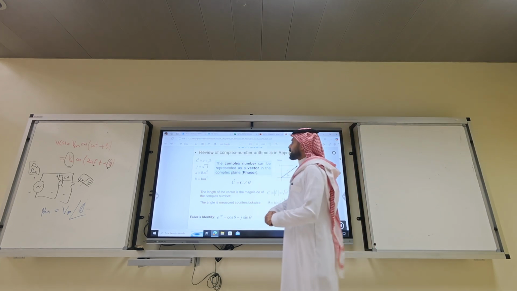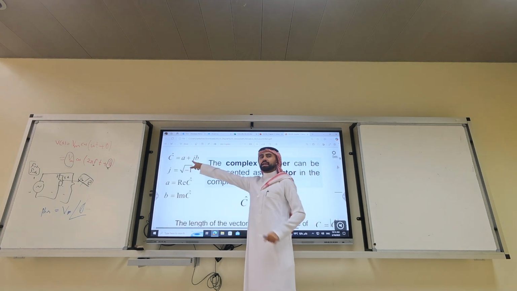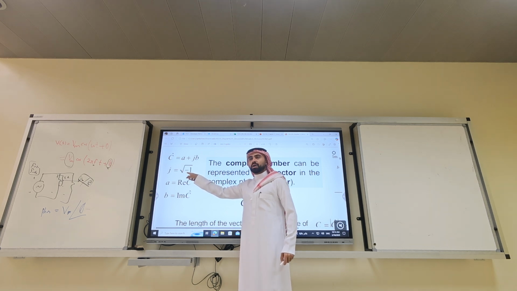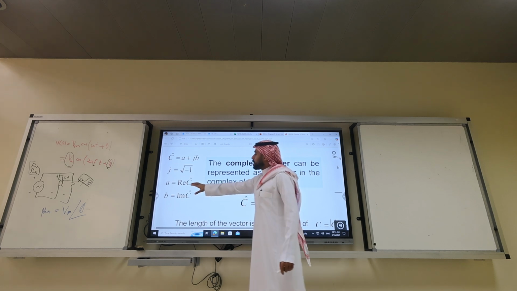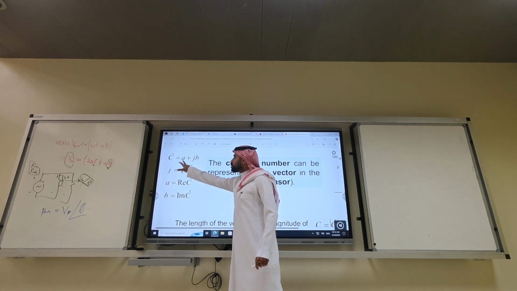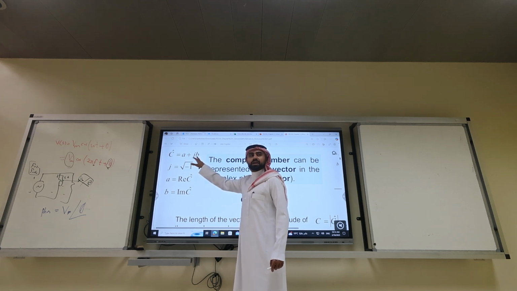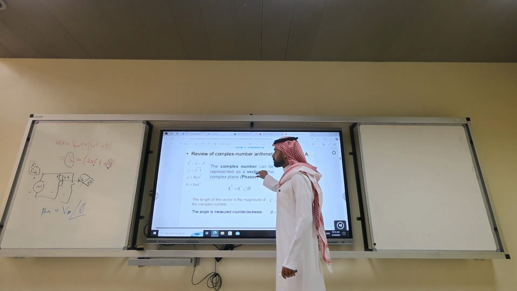In a complex number, I told you last time, we have a format of a plus j times b. And we say j is the square root of minus 1 instead of i because i is reserved for the current. We have the number a, which is the real part. The number b is the imaginary part. You remember that from math, right?